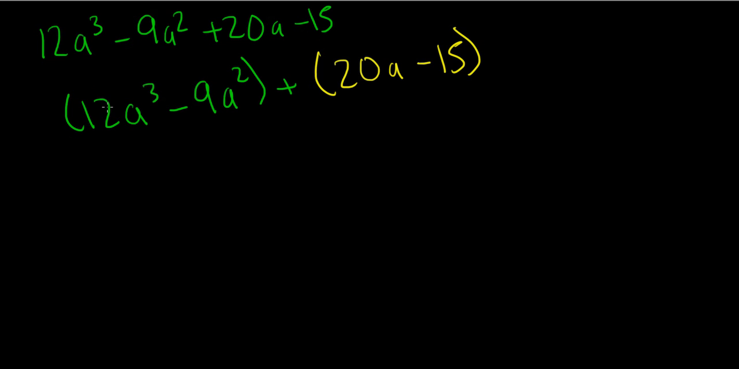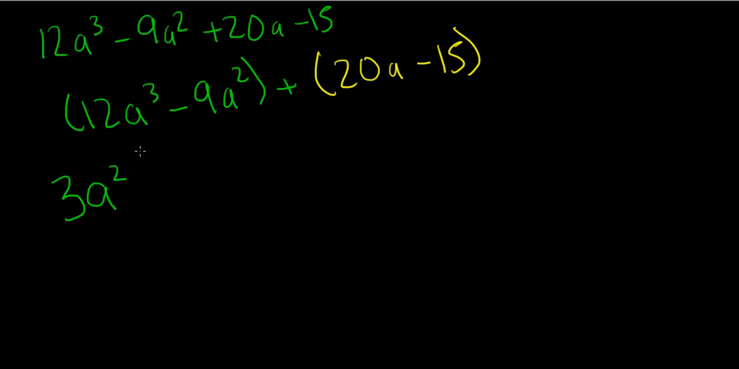So we want to attack each group separately. So let's start with the 12a cubed minus 9a squared. We can see that they both have a common factor of at least two a's. So let's pull out a squared. And then between the 12 and the 9, we can see that 3 can divide into both 12 and 9, so we're going to pull out a 3.